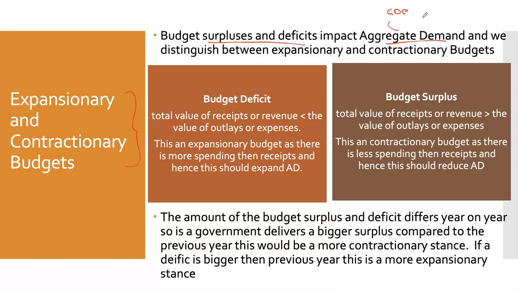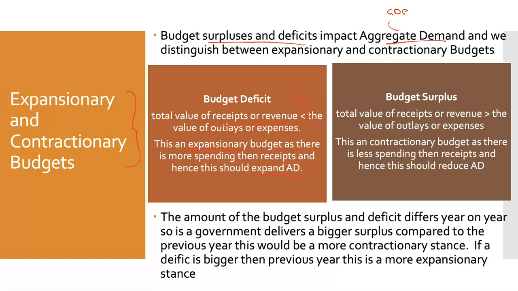Are we going to expand the economy and have an expansionary budget, or contract the economy and have a contractionary budget? So what is a budget deficit? Very quickly, this is when the amount of receipts or revenues are less than the expenses. So more expenses than receipts. Now, because we are spending more than we're receiving, we are going to say that this is expansionary, as there is more spending than receipts, and this should expand the economy and expand aggregate demand.